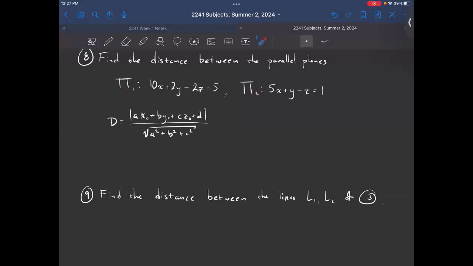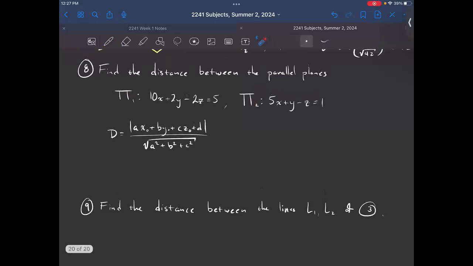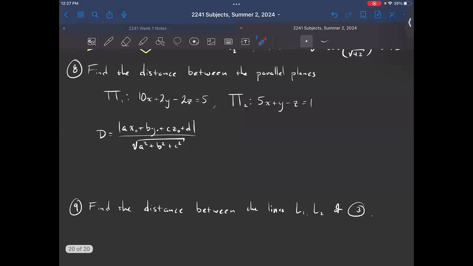If they weren't parallel planes, then the distance would be 0 because they would have to cross somewhere. It's one of Euclid's postulates, sort of extended to 3 dimensions, but non-parallel objects in Euclidean space do not have any distance between them. They must intersect. So it's important that we have parallel planes. We'll take that for granted in this problem.